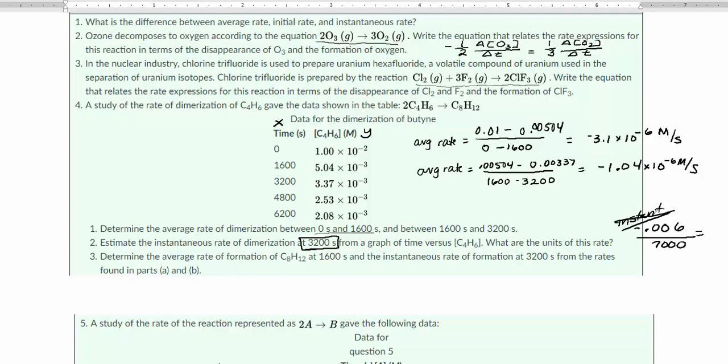This instantaneous rate is then found to be 8.57. I guess that could be 8.6 times 10 to the negative 7. Again, the units are molarity per second, and that is a negative value.